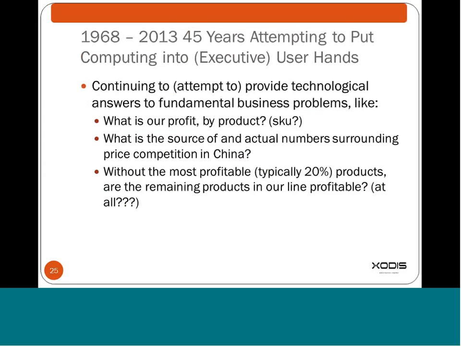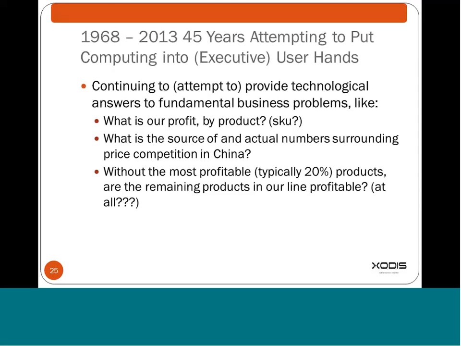So where is this price competition coming from in China? Actually, the answer to that question was ourselves. Our gray market products are finding their way into our competitors' hands in China. We're selling them too low, and we're not preventing their repurposing.